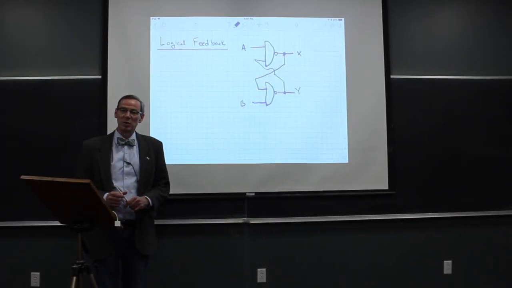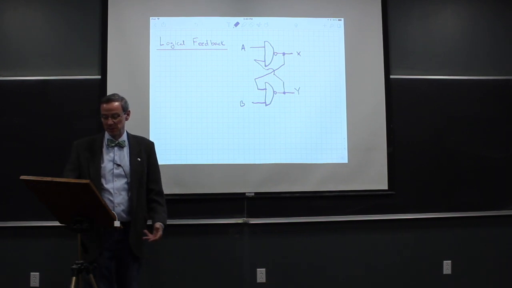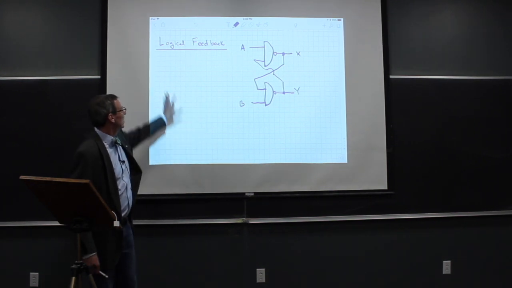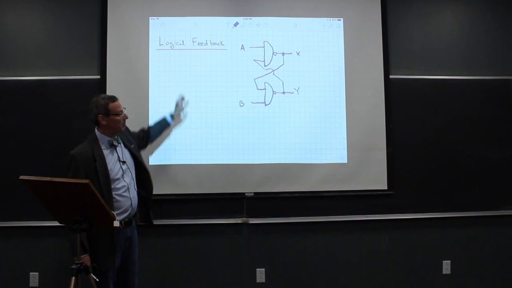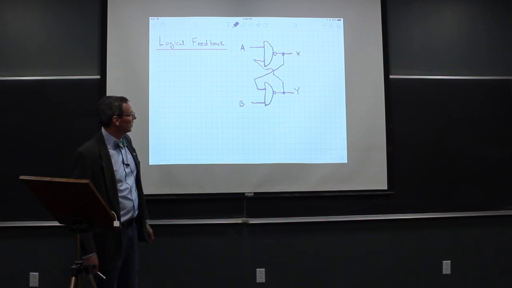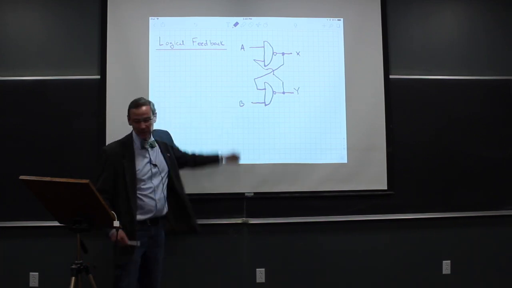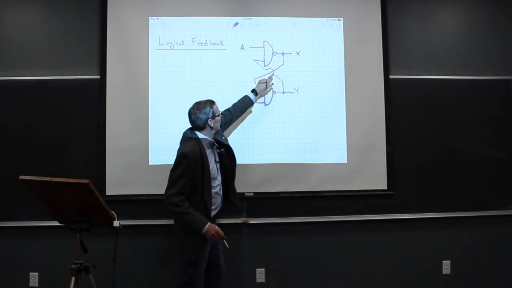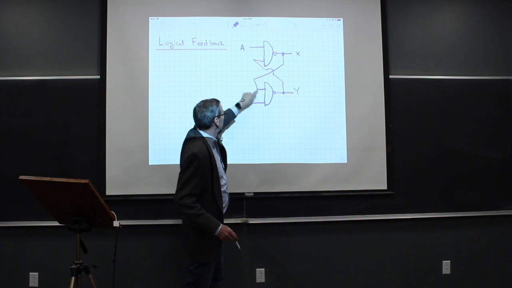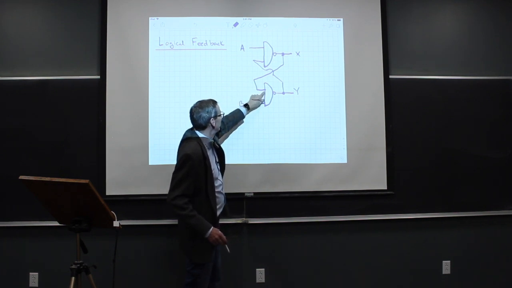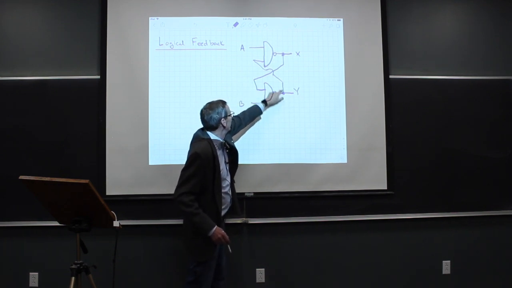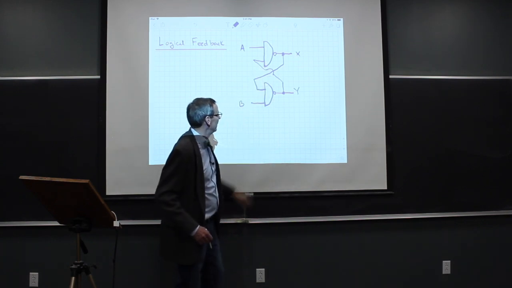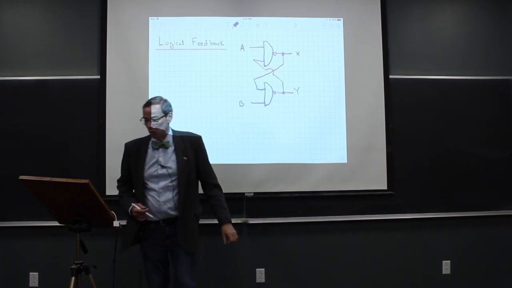So the next thing we're going to do is take logic gates. We'll take a pair of NAND gates, and we'll do something I'm going to call logical feedback to basically build a device that does something useful. So I've got the two NAND gates. Inputs A and B go into them, and then the output of the A NAND gate goes into the B NAND gate, and the output from the B NAND gate goes into the A NAND gate. And these two outputs are X and Y.